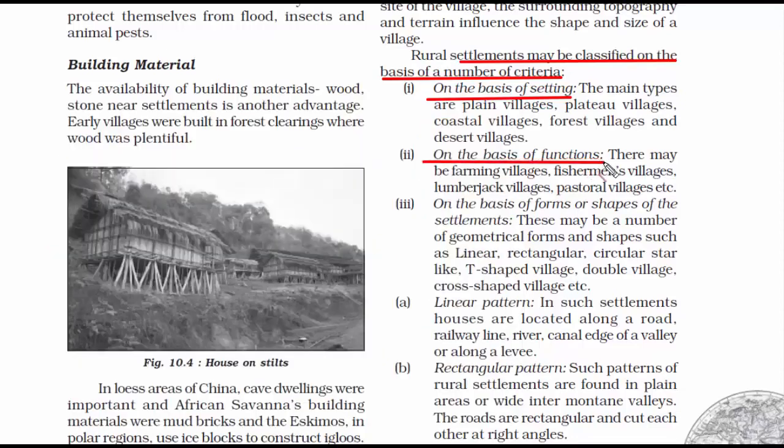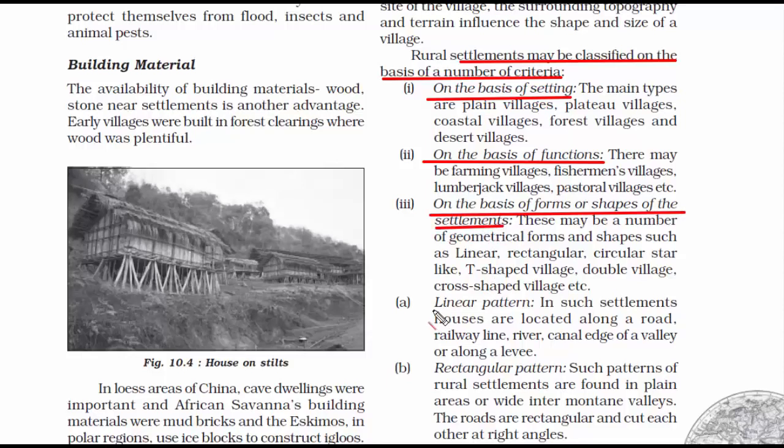The second one is on the basis of functions. When we say function, we mean people's occupation. So generally in a rural settlement, people engage in primary activities like agriculture, fishing, animal husbandry, collecting livestock, etc. So when we say on the basis of function, we are referring to people's occupations. The third criteria is on the basis of forms or shapes of the settlements. Now this is an important point and there are sub-points in it.